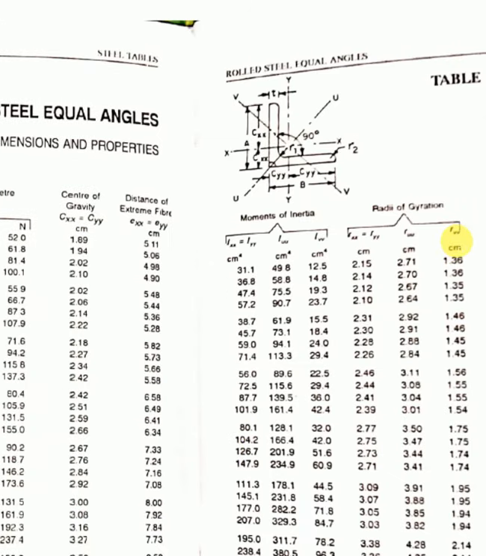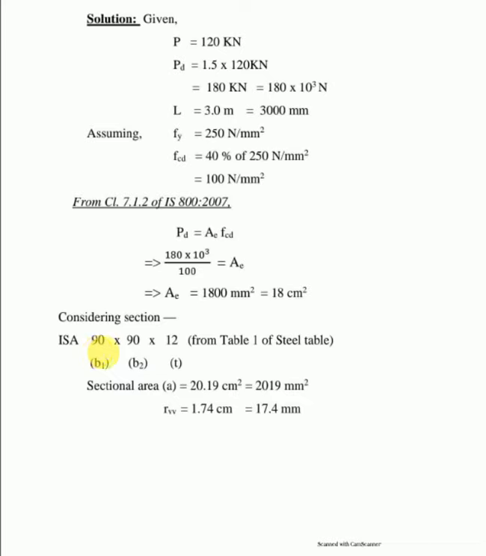Next we require RVV. See here, RVV for our section 90-90-12 is 1.74 centimeter. So these are the two things which you require, the sectional area and RVV. These are our data for the section 90-90-12. See, this 90 is our B1, this 90 is our B2, and this 12 is the thickness. Then we got the sectional area as 2019 mm square and RVV as 17.4 mm.